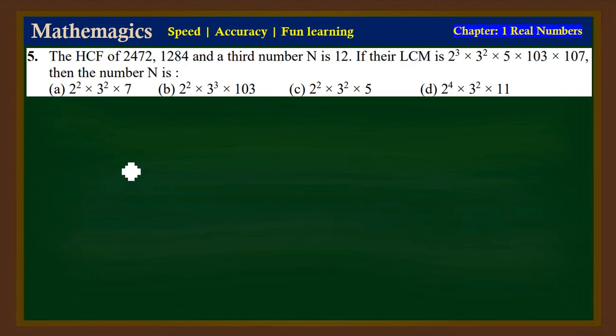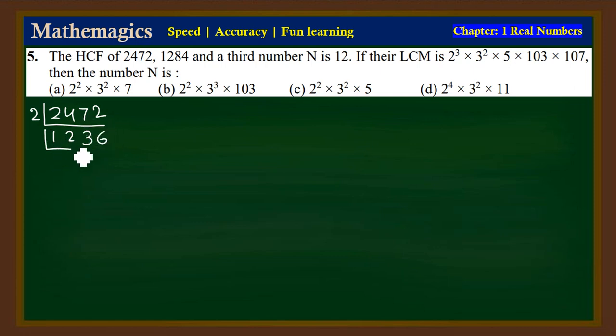The HCF of 2472 and 1284 and a third number n is 12. If their LCM is this one, then the number is what? So obviously, dear friend, we have to calculate. The first number is given, that is 2472. Let us factorize. 2 ones are 2, 2 twos are 4, 2 threes are 6, 7 minus 6 becomes 1, 12, 2 sixes are 12.